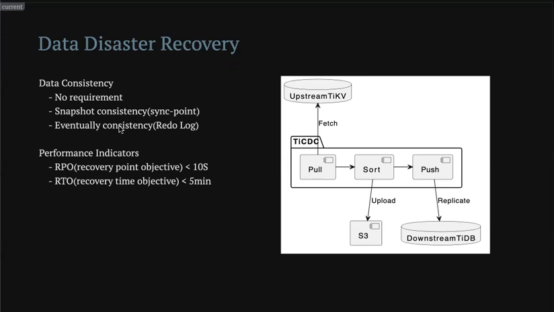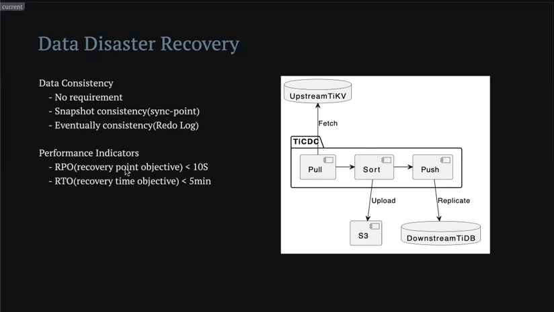The third one is eventual consistency. It means we can make sure the data is consistent after a period of time. In TiCDC, we have a function called redo log to support it. After the disaster happens, we can just replay the redo log to the downstream TiDB cluster, and we can have a consistent downstream. And in this scenario, we need to focus on two performance indicators.